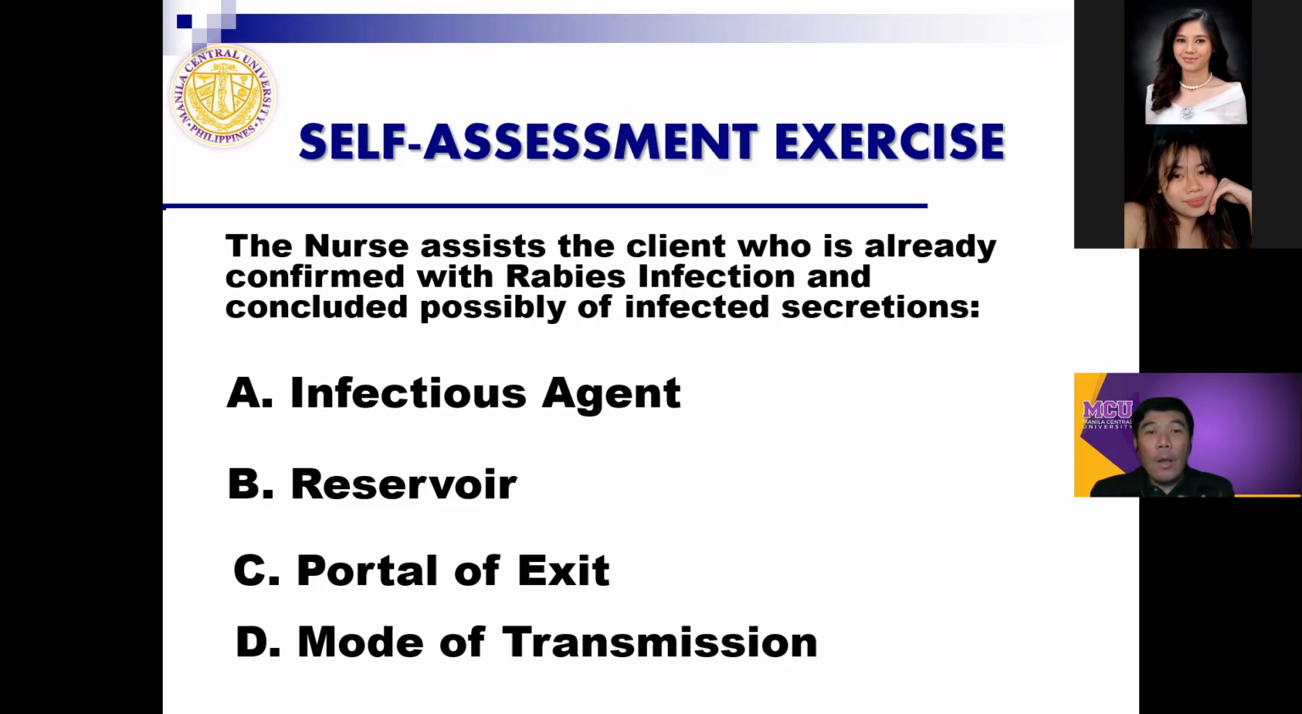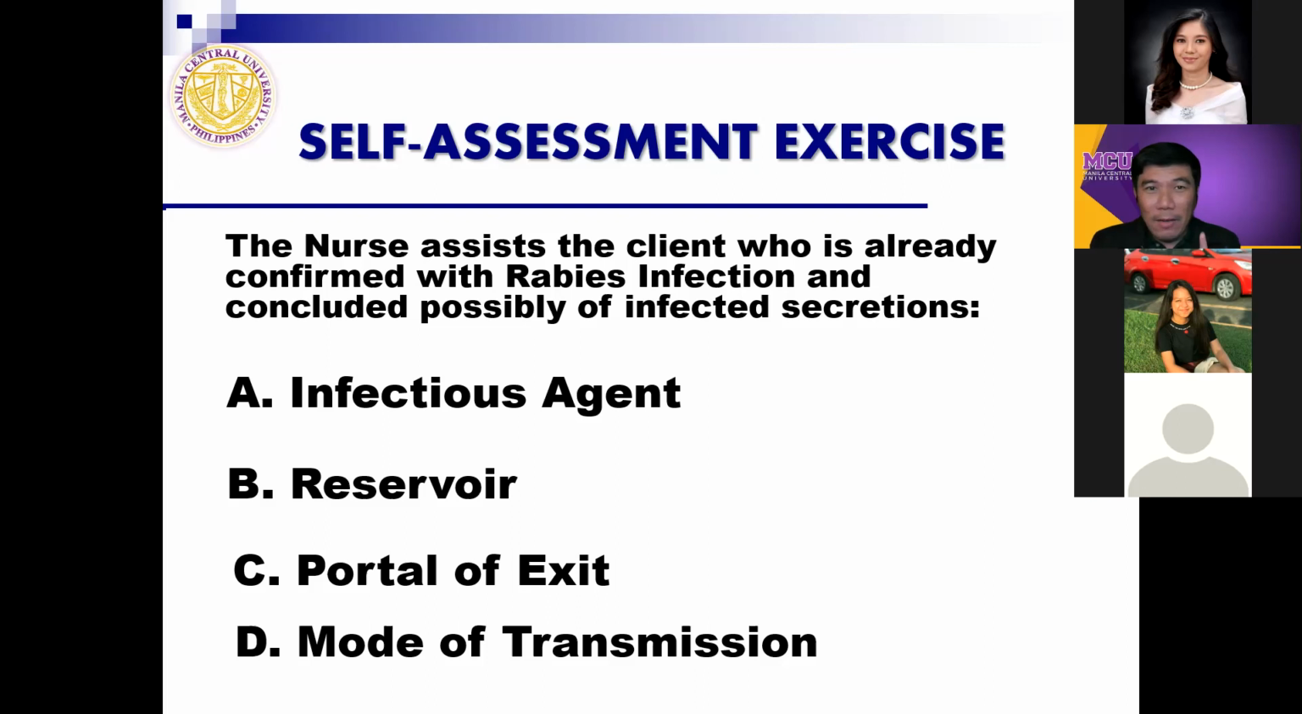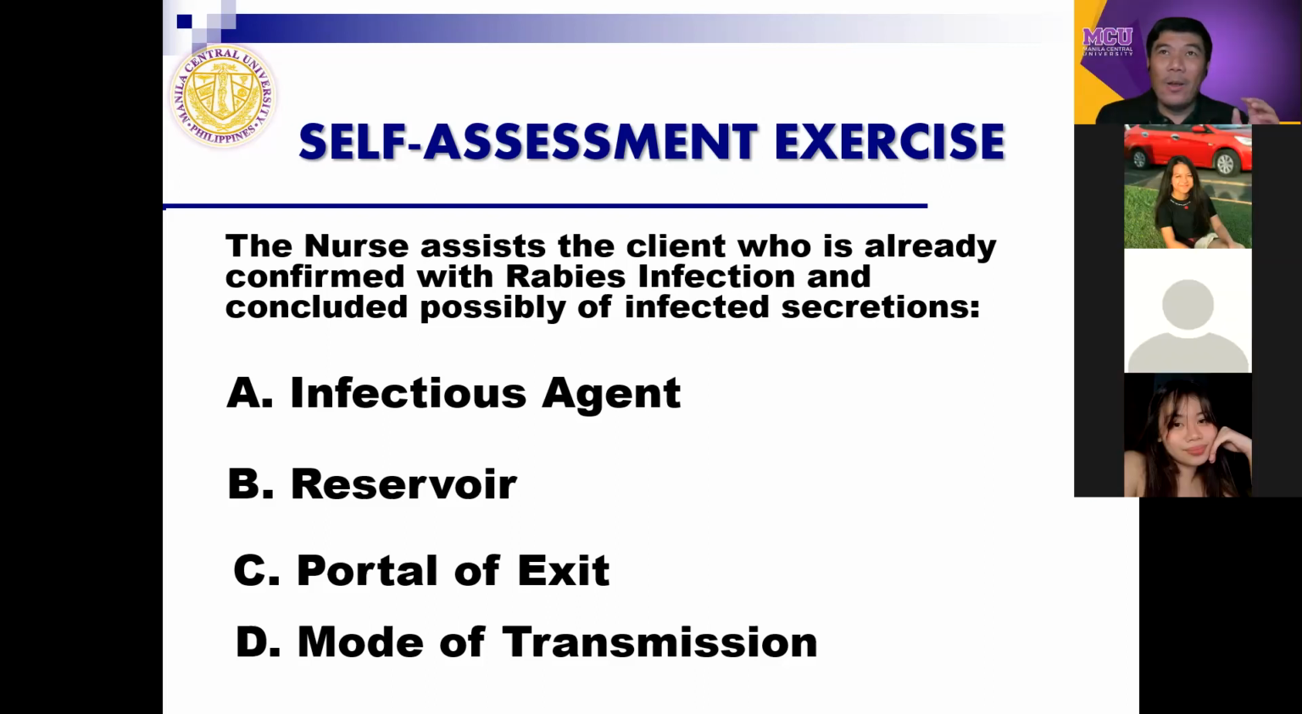Okay, now, when we talk about infectious agent, as I have told you, infectious agent or causative agent could still be on a perspective that it is not yet within a reservoir. Meaning, if it is already confirmed, then the individual already underwent a specific confirmatory test and was diagnosed with rabies infection. So it now enters specifically the reservoir. But since it concluded possibly of infected secretions, the secretions themselves are the consideration of the answer.